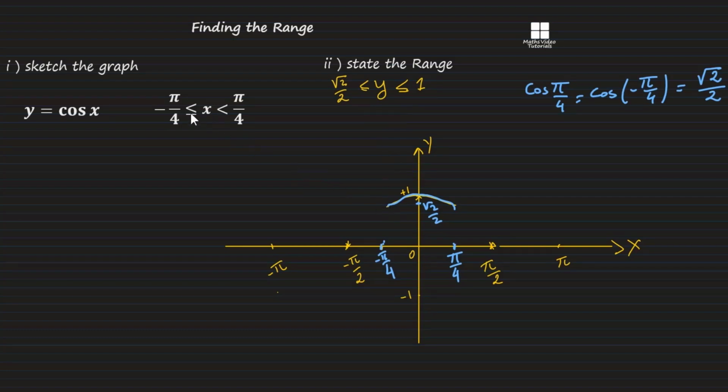Now, you notice there is in the domain, the interval, the negative pi over 4 is included, but not the positive pi over 4. So how would you represent that graphically? Well, for this one here, because it's not included, we put an empty circle.